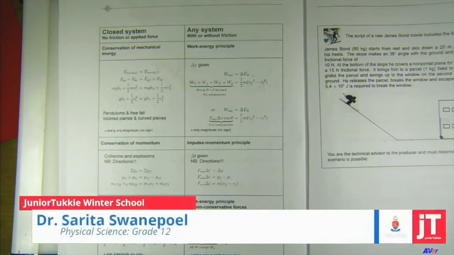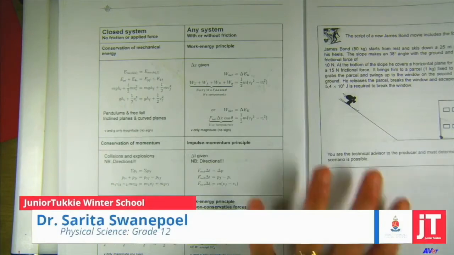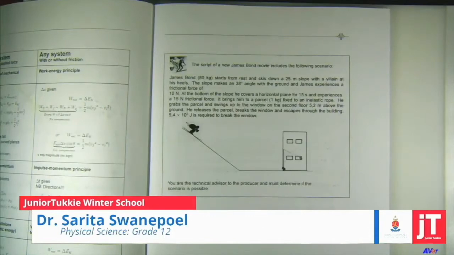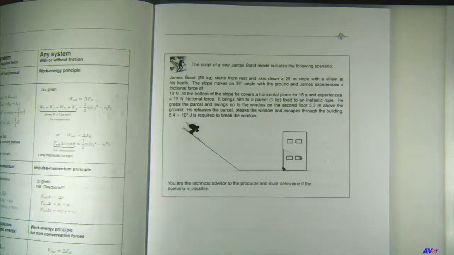Now what we like to do is, if you look at the opposite page on page 15, we're going to do this question soon. And this type of question is where they tell you things like James Bond starts from rest and skis down a 25-meter slope with a villain at his heels. The slope makes a 38-degree angle with the ground. He experiences a frictional force of 10 newtons. Then at the bottom he covers a horizontal plane for 15 seconds, experiencing a 50 newton frictional force.